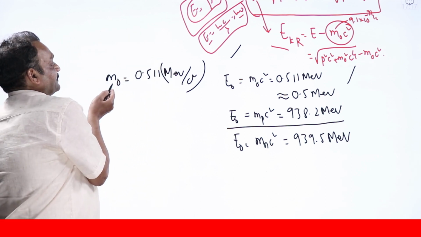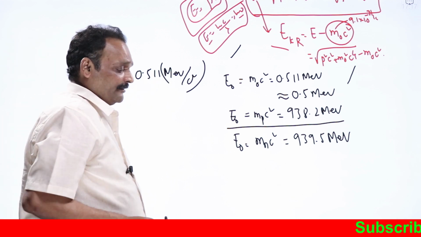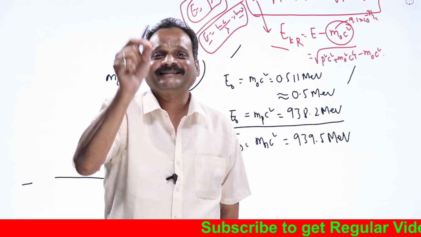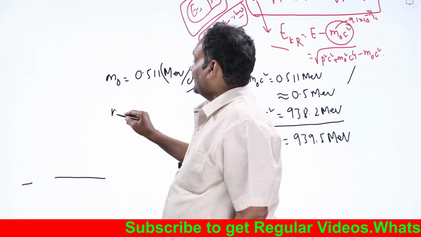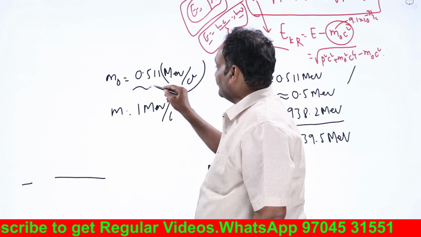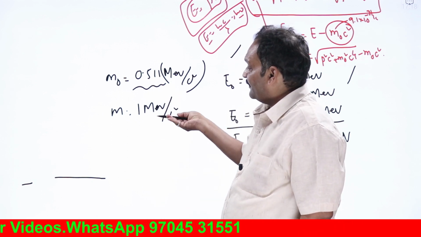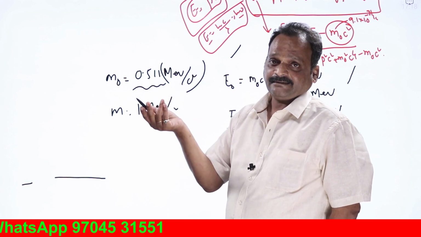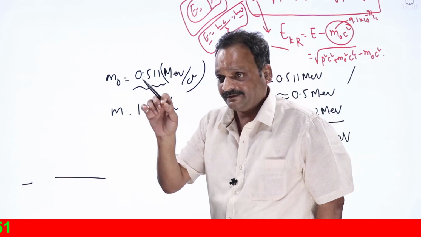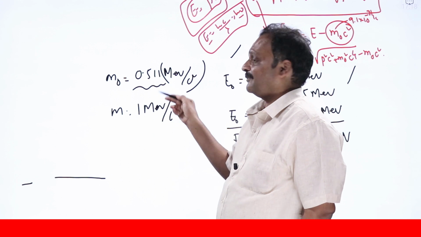So what is the rest mass of an electron? It is 0.511 MeV by c square. An electron with mass 0.51 MeV by c square means I'll understand that the electron is at rest. If somebody says an electron has a mass of 1 MeV by c square, what does that mean? If it is at rest, it should have only 0.51 MeV. How is it getting 1 MeV? That is around 0.5 MeV more, which is nothing but kinetic energy. That electron is not at rest. It is in motion, with kinetic energy 1 minus 0.511, or approximately 0.5 MeV.